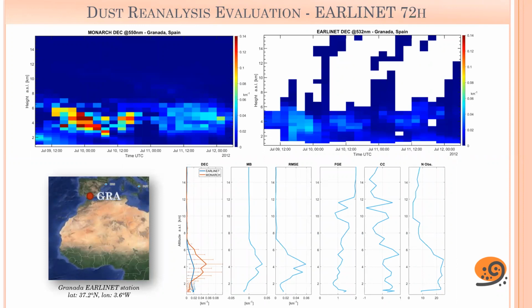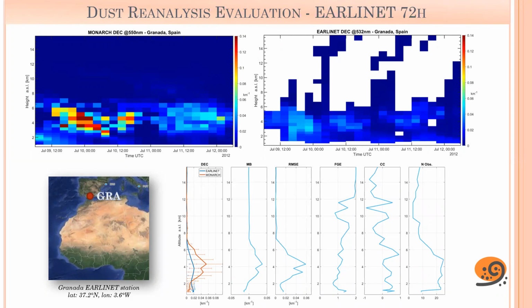Lastly, we evaluated how the reanalysis reproduces the temporal evolution of the dust layer over a certain location using the EarlyNet 72-hour dataset, which provides continuous measurements for 3 consecutive days. This experiment was performed between 9 and 12 of July of 2012 by 11 EarlyNet stations in the Mediterranean area.